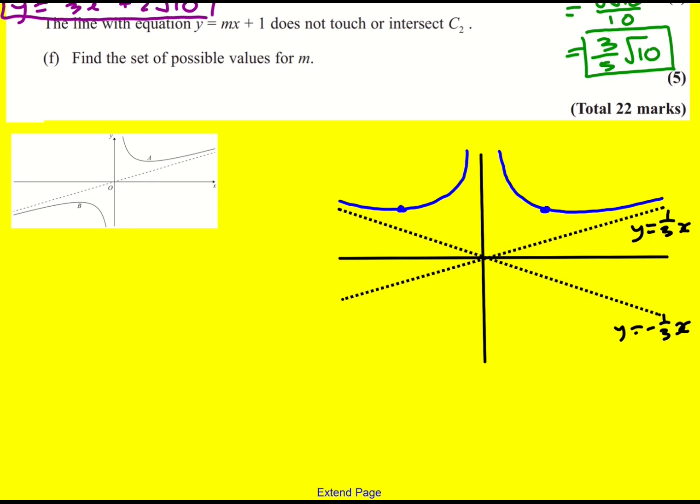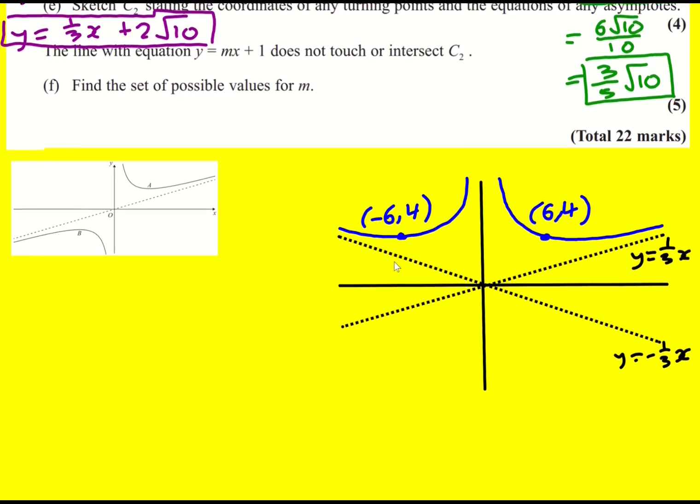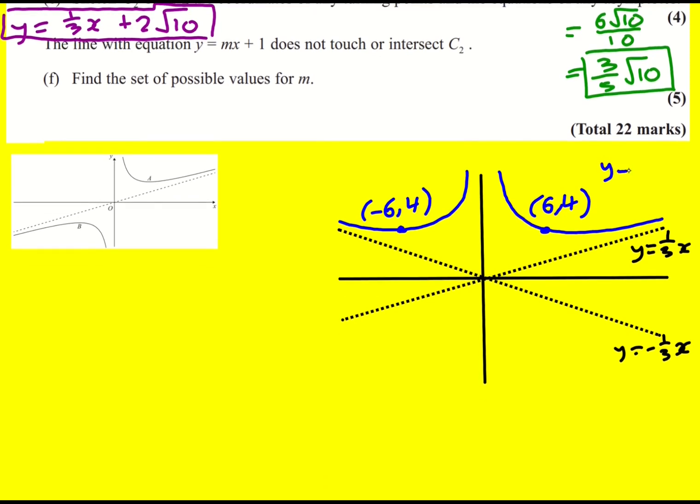Now we've got our two turning points. The first one is still 6, 4. That was the original A, stays the same. Before we had minus 6, minus 4. It's just going to become minus 6, 4. And I think that's everything we need: turning points and the equations of the asymptotes. So y equals the modulus of f of x.